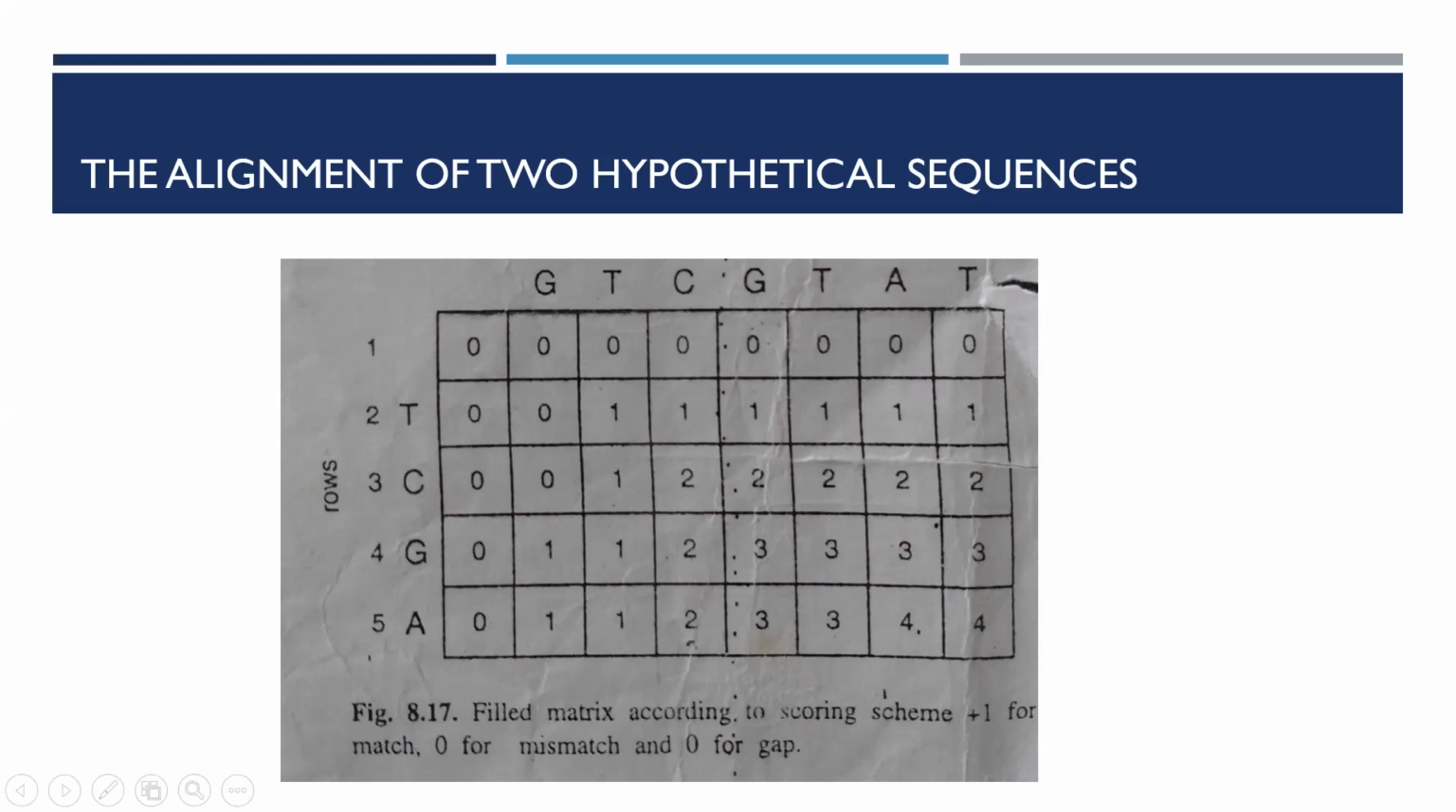This is what I was discussing in the process of filling the scoring matrix using the dynamic programming method. What did we do here? This is the example of filling the scoring matrix for 2 hypothetical sequences. First, take one sequence on the horizontal axis, the second sequence on the vertical axis. Initialize the scoring matrix with the gap penalty. As per the scoring scheme, the gap penalty is defined as 0. So all the cells in the first row and all the cells in the first column are filled with 0.